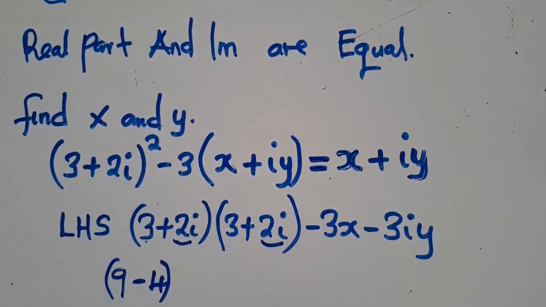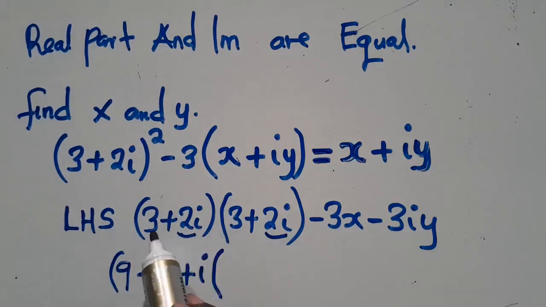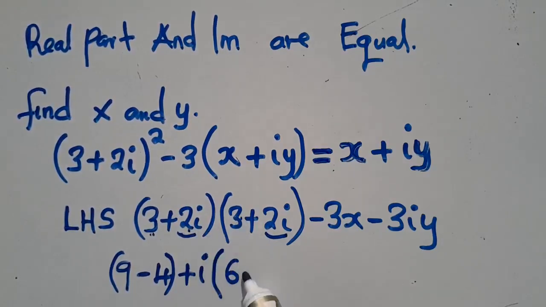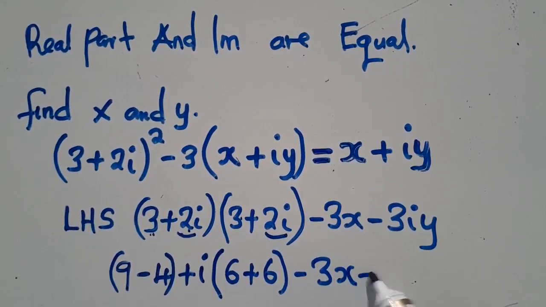If you can't understand this, make sure you go back to the first lesson on how to multiply. Then you say plus what? Plus i, you get the imaginary part. So what is the imaginary part here? Since we are evaluating, this one times that one, it's 6. This times this plus what? 6. Then you maintain minus 3x minus 3iy, like this. This is what you are going to do.